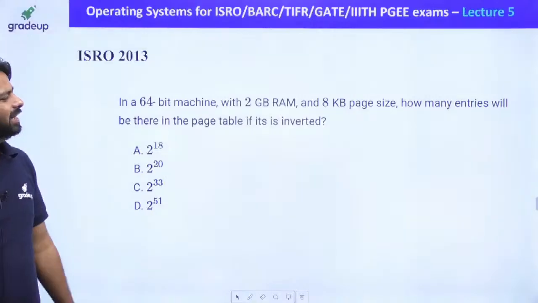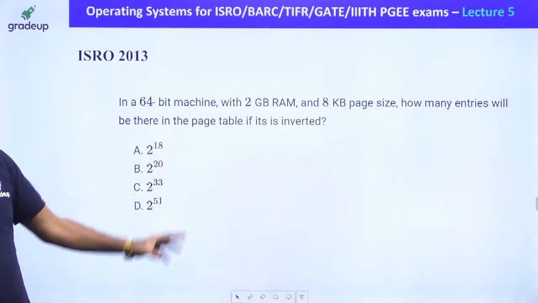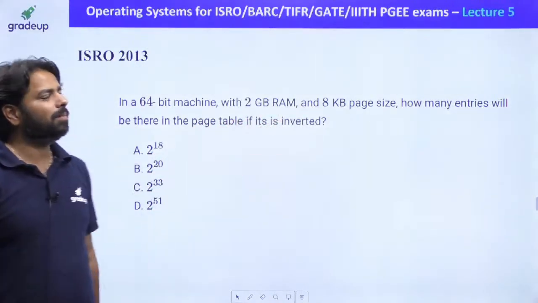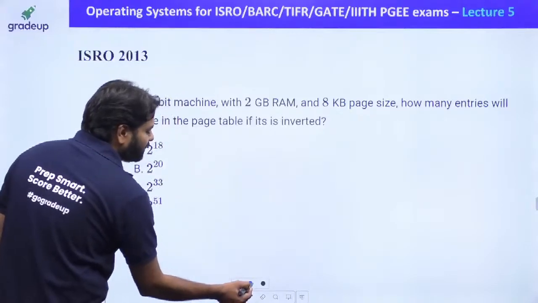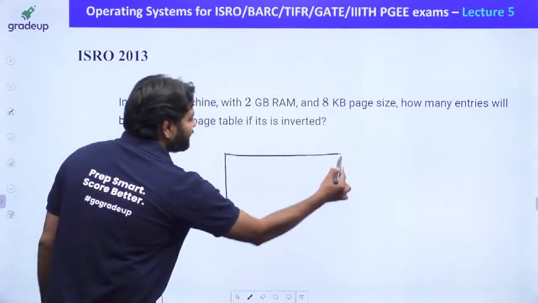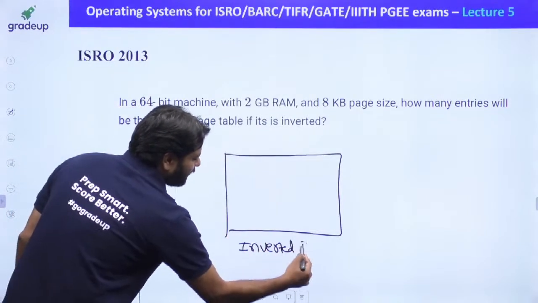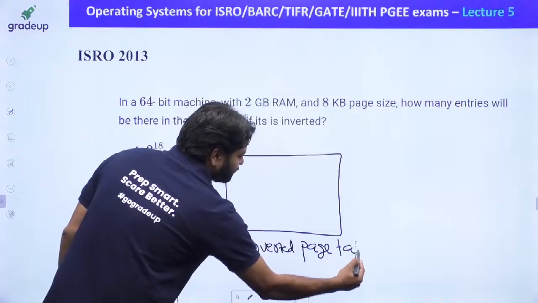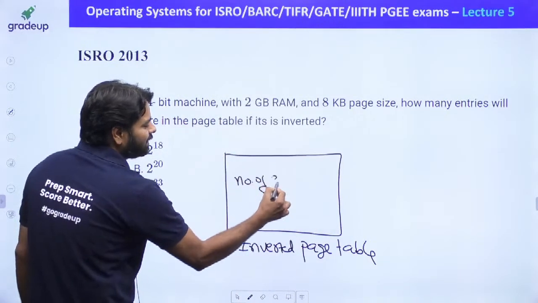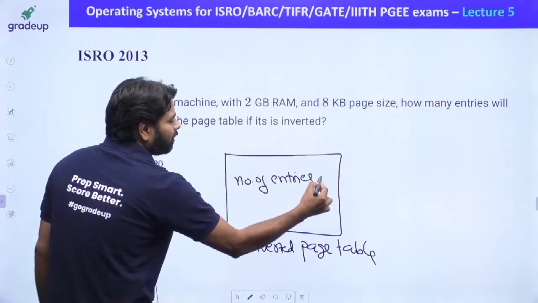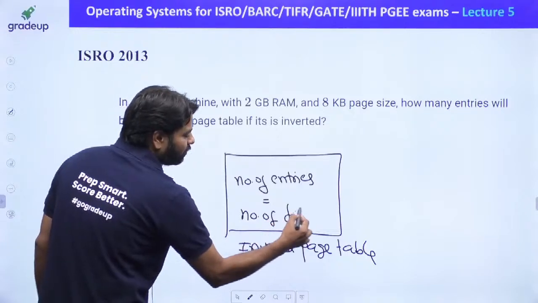Okay, guys, very interesting question. 64-bit machine with 2 GB RAM and 8 KB page size, how many entries will be there in the page table? If it is inverted, meaning inverted page table. What is the inverted page table definition, guys? How many of you know the number of entries in this page table? Number of entries is equal to number of frames. How many of you know this concept?